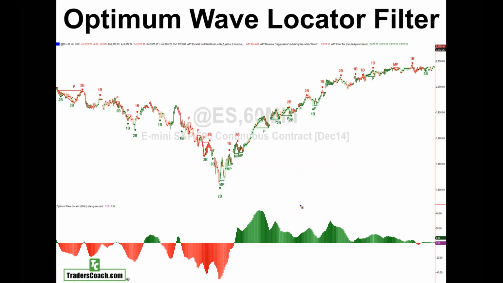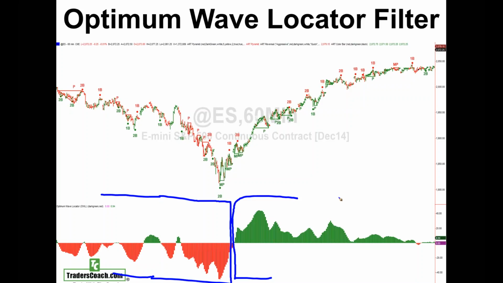One is that when the oscillator is green, take only long trades. When it's red, take only short trades, okay? Don't go long, all right? And so you can certainly see that that's pretty easy. If we get a pyramid trading point entry here, all right, and the owl is green, hey, it's good to go, okay? So that's one of the ways we use the owl.